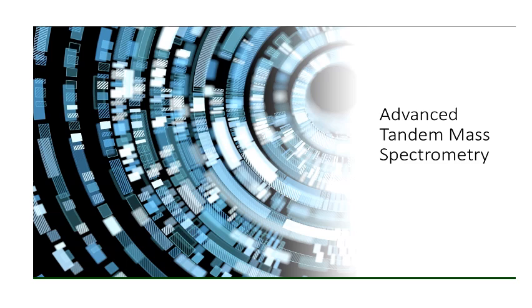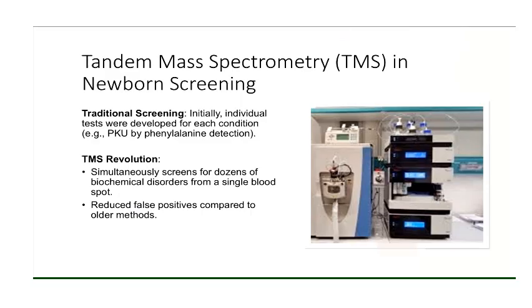Tandem mass spectrometry. For many years, newborn screening relied on individual tests for specific conditions, such as phenylketonuria (PKU). With the advent of tandem mass spectrometry, or TMS, this process has been revolutionized. TMS allows a single neonatal blood spot to be analyzed for multiple biochemical disorders simultaneously. This technology not only enhances accuracy, reducing false positives, but also expands the range of detectable disorders.